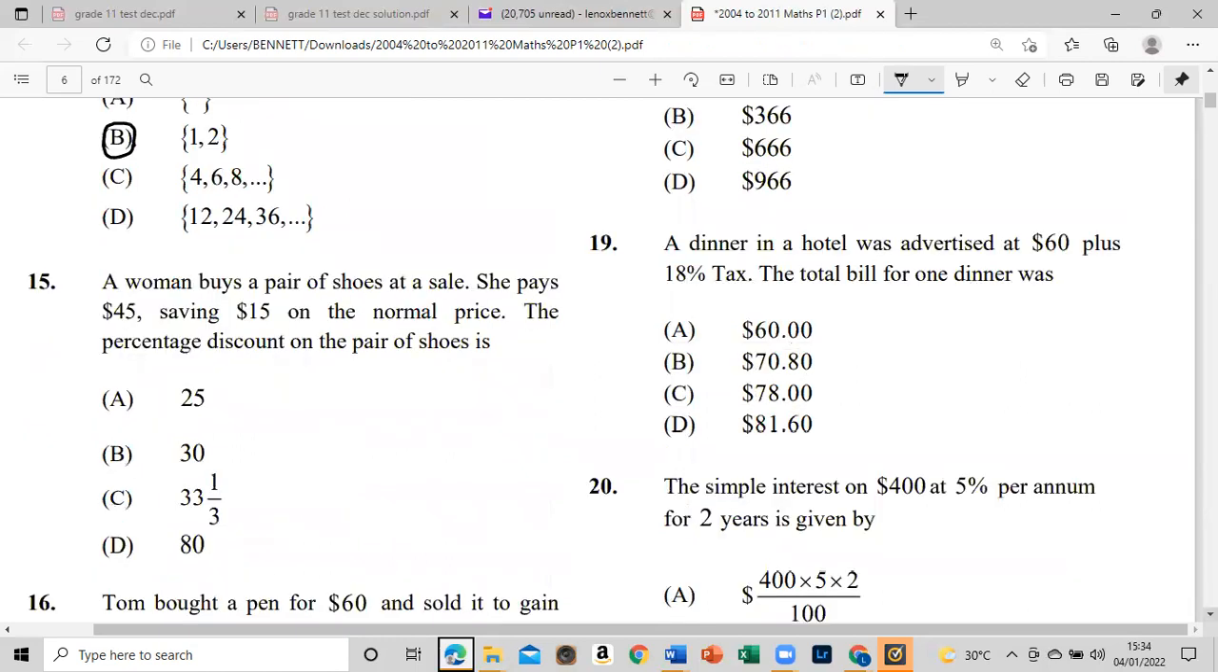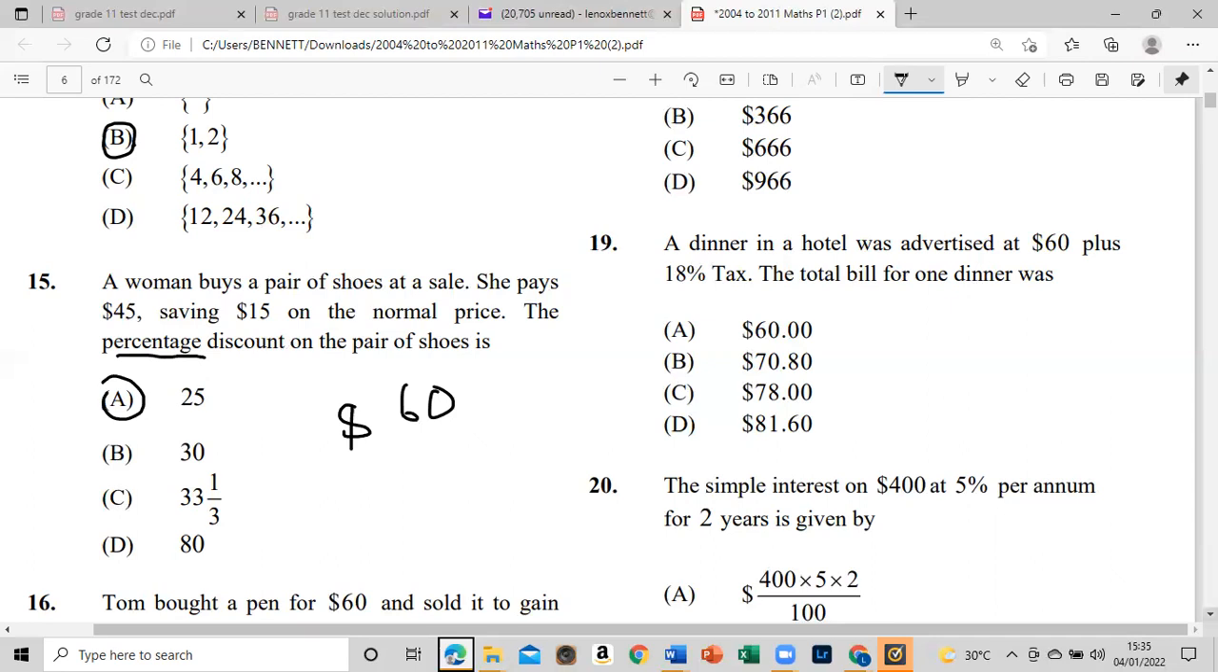A woman buys a pair of shoes at a sale. She pays $45, saving $15 on the normal price. The percentage discount of the pair of shoes is, so the original price was $60. So they take off 25%. Right? So that's how we got the $50. 25% of $60 is $15.